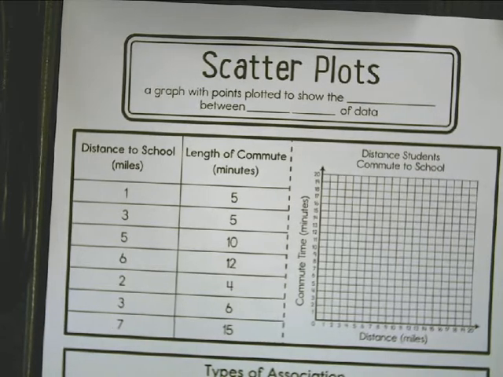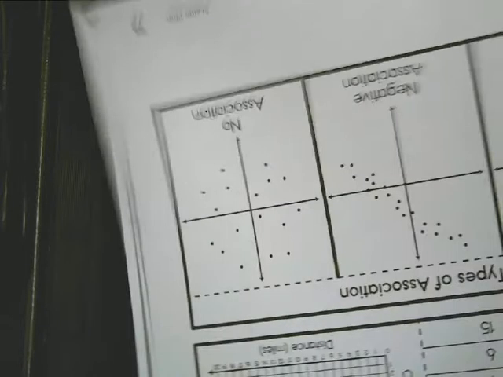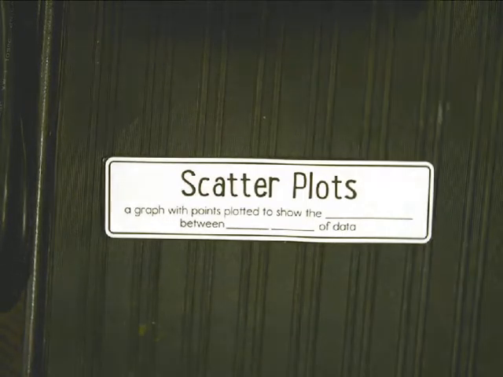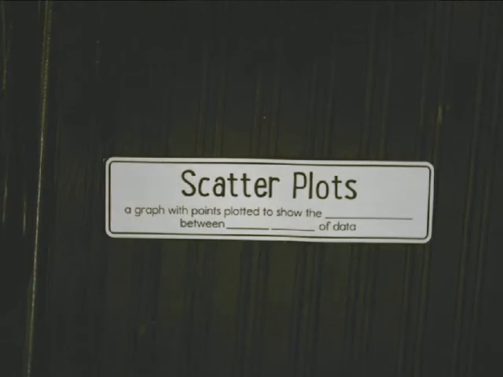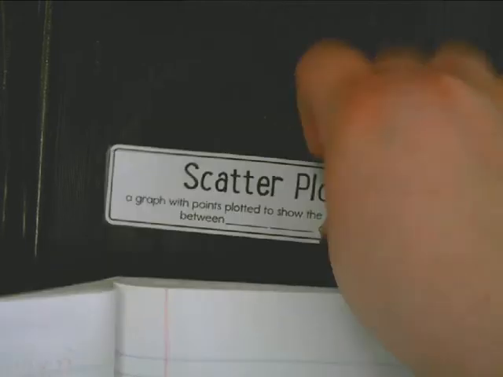So the first thing you're cutting out is the title of scatter plot. When you have that cut out in your interactive notebook on page 15, you are gluing it to the top of your page. So page 15, top of your notebook, gluing it in.